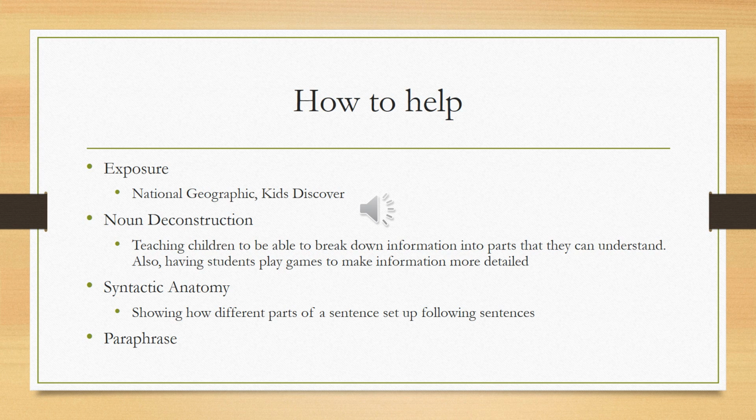The second is noun deconstruction. Basically, they talk about teaching children to break down the information into easier parts to be able to understand. They suggested doing this by playing games, like telephone, where you create a story and add more detail about something. It seemed like a pretty interesting way to get kids more actively involved, and actually teaching themselves how to do something like this. I also believe that would help them in their writing later on down the road.